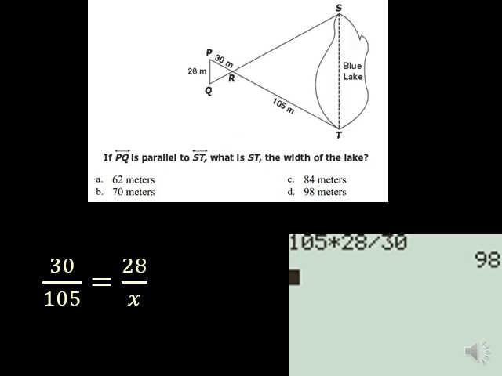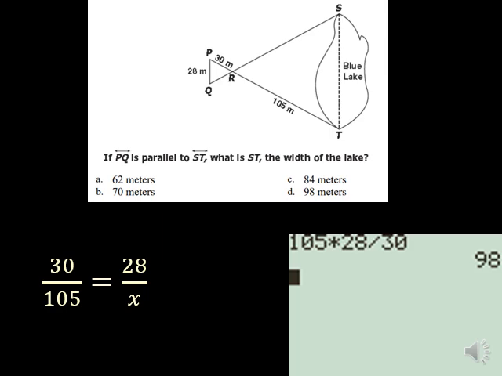So they give you the stuff that matches up in these, and you can see I put 30 over 105 equals 28 over x. And again, all we're going to do is just cross multiply to come up with the answer on that. It turns out to be 98, would be 98 meters, which is D for your choice.